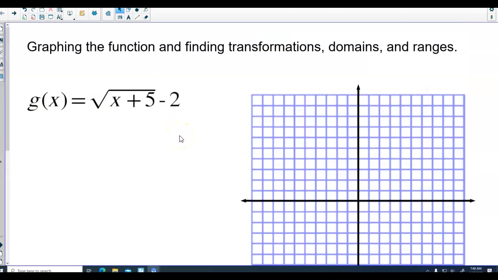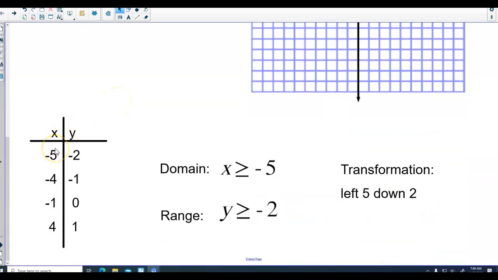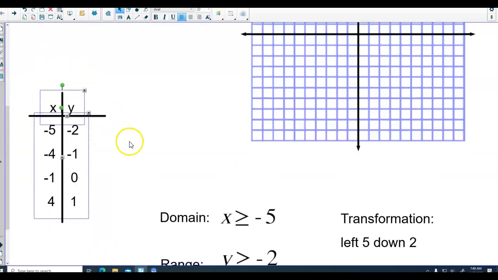Okay, so we're going to be graphing functions and finding the transformations, domains, and ranges, particularly with radicals. The key here is we want to try and get numbers that give us a perfect square. It's going to make it easier for us to graph. So when I choose my x terms, I chose -5, -4, -1, and 4.